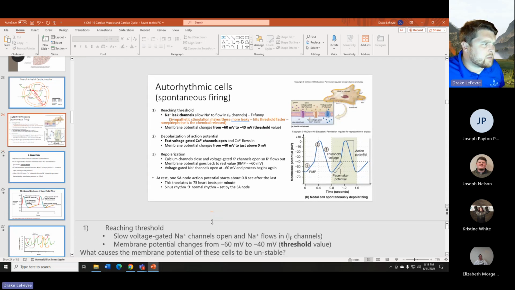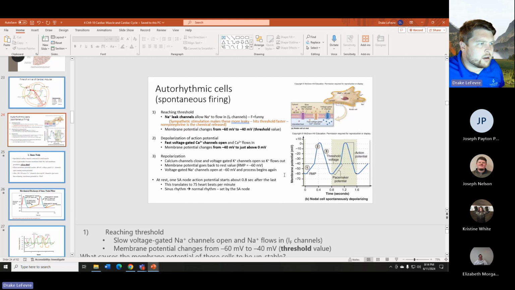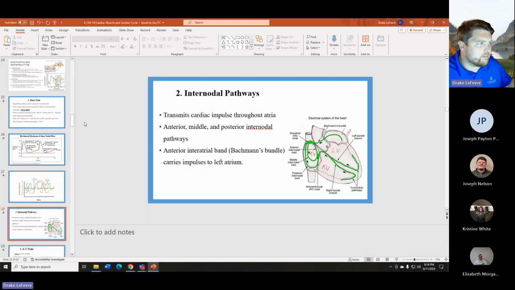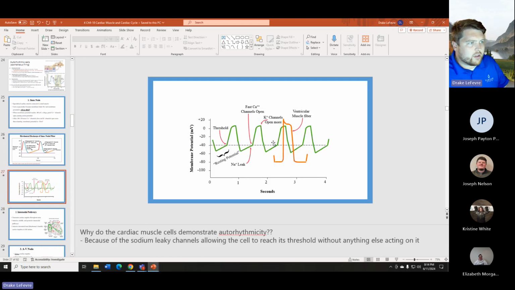Did Dr. Tate spend a lot of time on the actual channels and the action potential of the heart, like the channels that are opening? Not that I remember, but that doesn't mean he didn't.